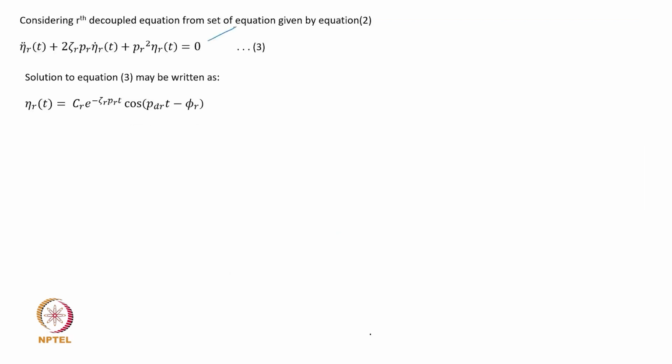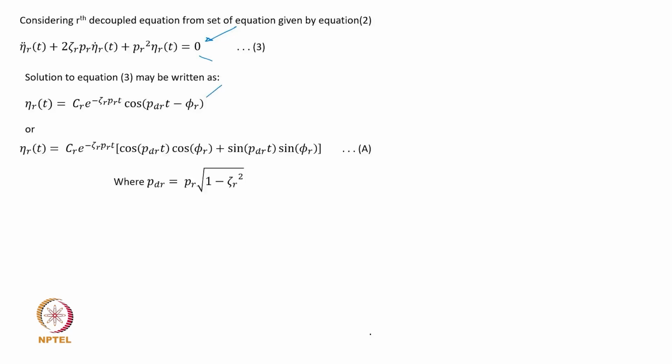So, the rth row equation turns out to be this, and the standard solution for such a single degree of freedom system is given in a standard form like this. That also we discussed, that it is going to be C_r e to the power minus zeta_r p_r t cos(p_dr t minus phi_r). Okay.